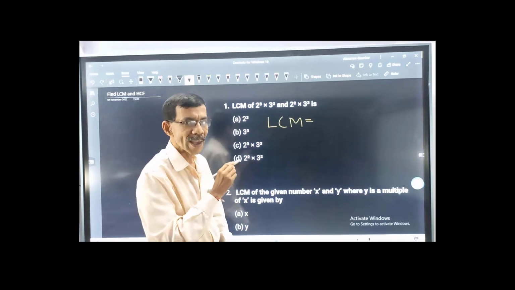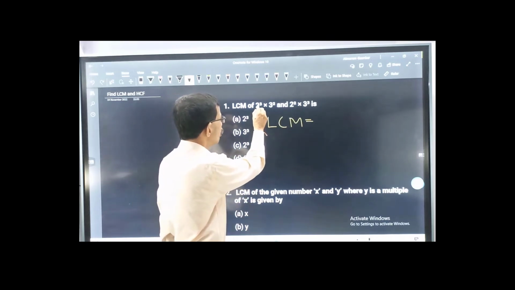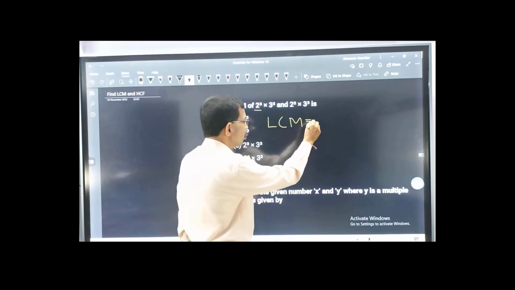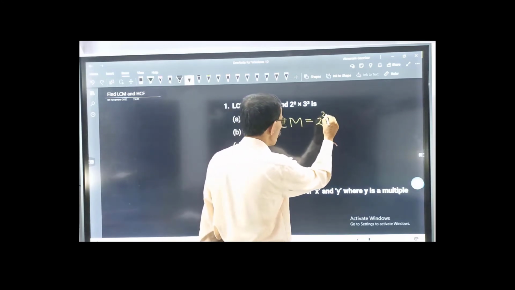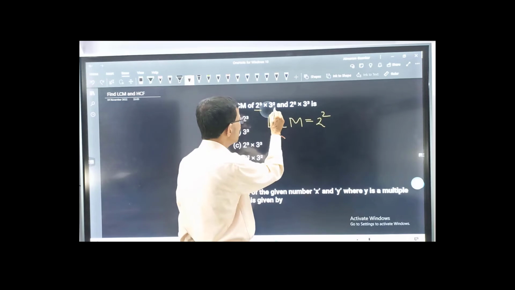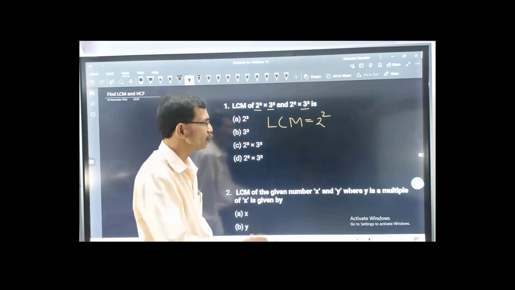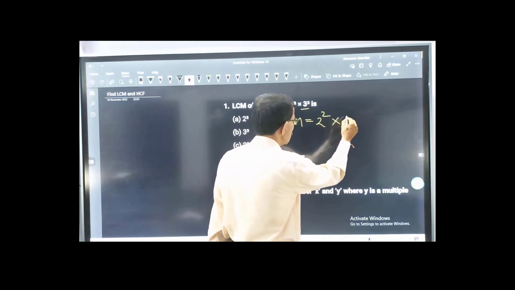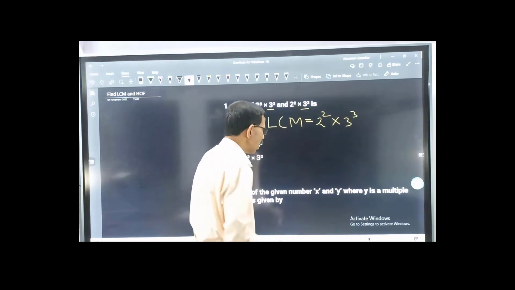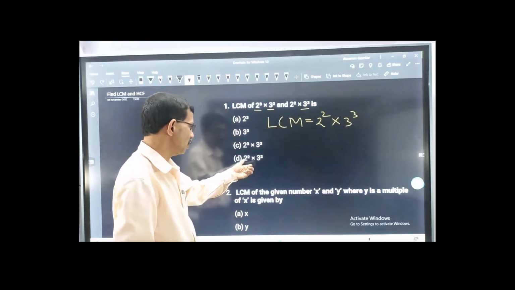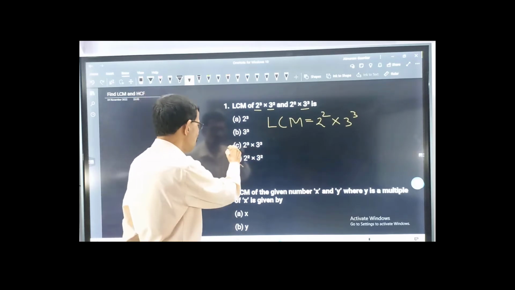Now you have to take the highest power. So 2 raised to 3 and 2 raised to 2. 2 raised to 3 is the highest power. So it is 2 raised to 3. And then among 3 raised to 2 and 3 raised to 3, the highest power is 3 raised to 3. So multiplied by 3 raised to 3. And the correct answer over here is option C.